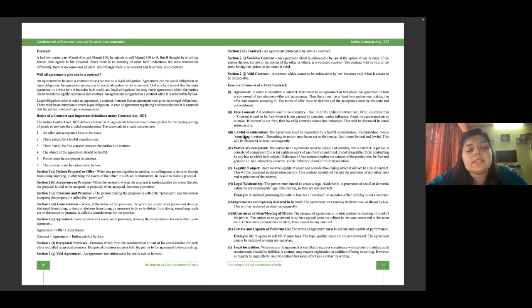So the essentials to a very valid contract are a few in number. One of the first being offer and acceptance. The second being lawful consideration. What are you giving or receiving in lieu of the offer you have made or the acceptance you have made? The third, there should be free consent.